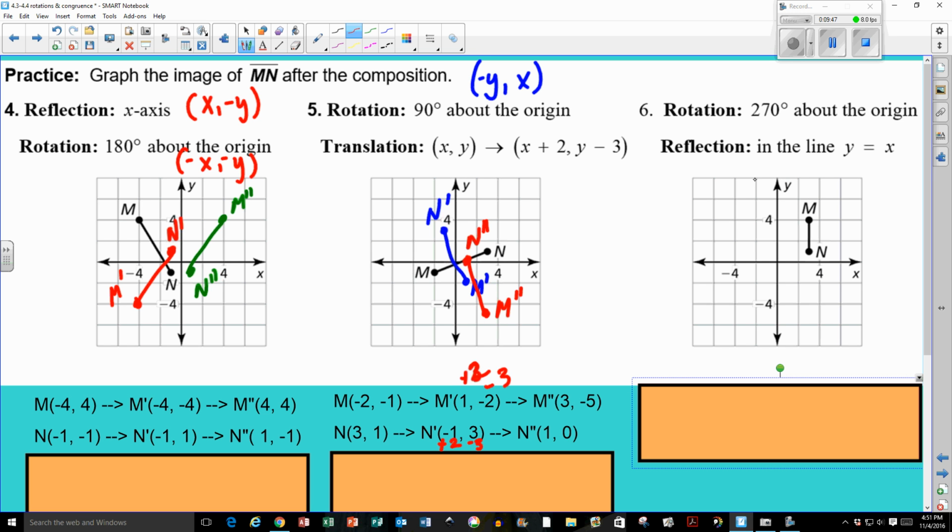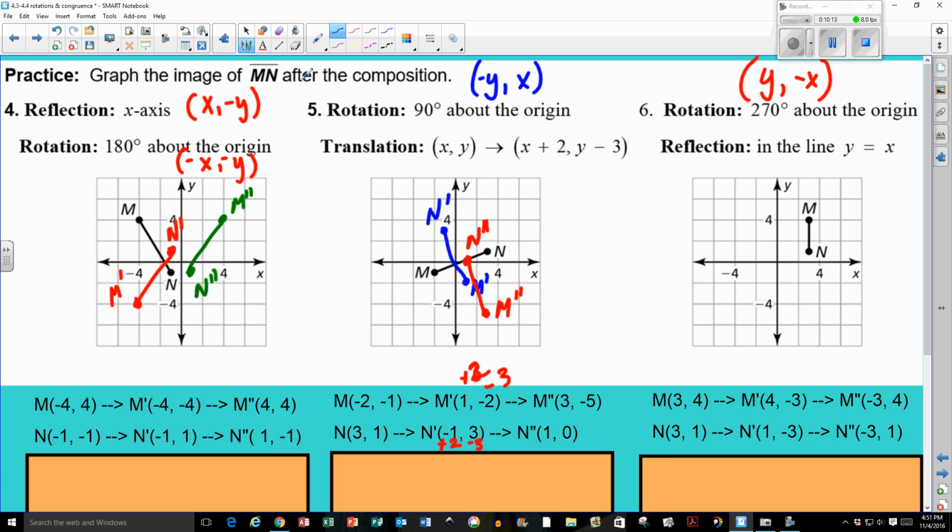All right. And the last one here is to rotate 270 degrees. So to rotate 270 degrees, they switch places and the x becomes negative. So you take your original points, and we'll just uncover them all so we can get moving. So now I've got 4, -3, and 1, -3. So that would be my n prime.